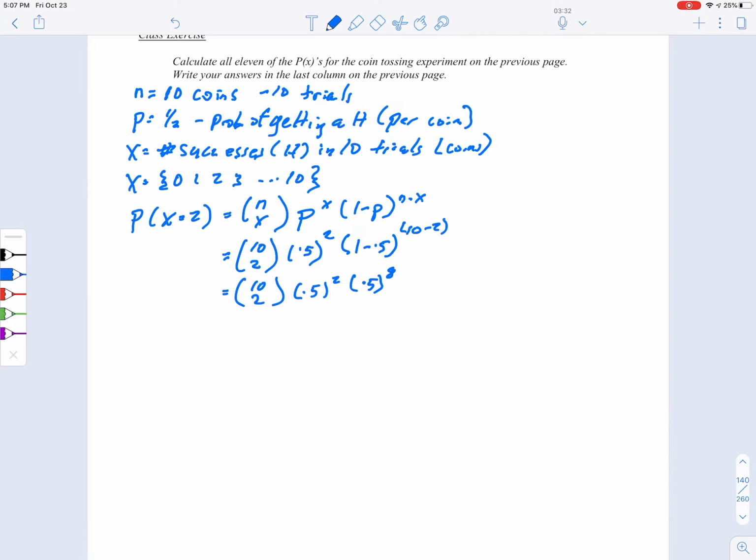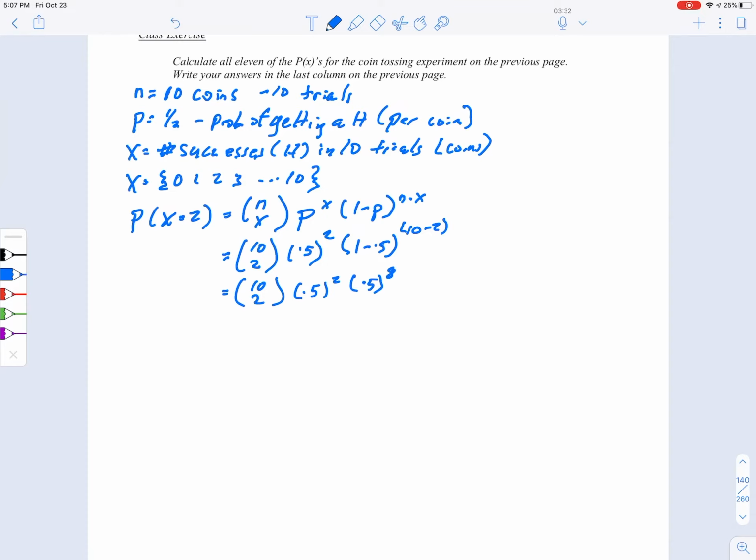Now I know that you could put these together and just say that it's 0.5 to the 10th power, but in most problems your p is going to be something different from 0.5. Like in the dice rolling experiment, it was 1/6, so it'll be 1/6 and 5/6.